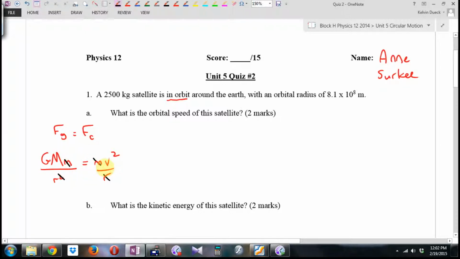Now, they gave me a radius. I would have no problem giving you an altitude instead of a radius, in which case you'd have to add the radius of the planet. That's fair game as far as I'm concerned. Makes it a tiny bit trickier. You know what? I've seen this one before. V ends up being the square root of big G, big M over R.